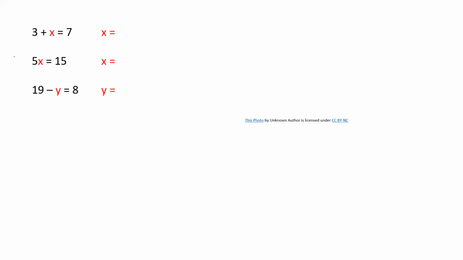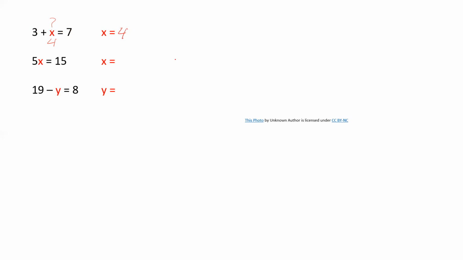The first one, you have 3 plus x equaling 7, and you're asked to solve for x. Using intuition, you can sort of fill in the little question mark here: 3 plus what equals 7? A lot of you will probably say 4, and you would be correct. 3 plus 4 equals 7. That makes sense, so that should be the answer.